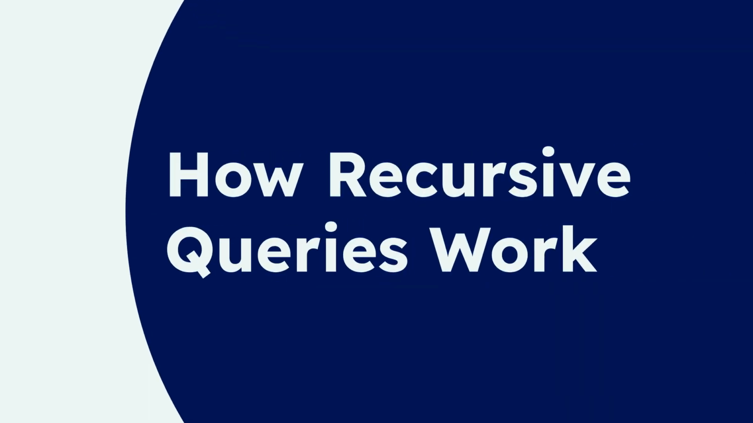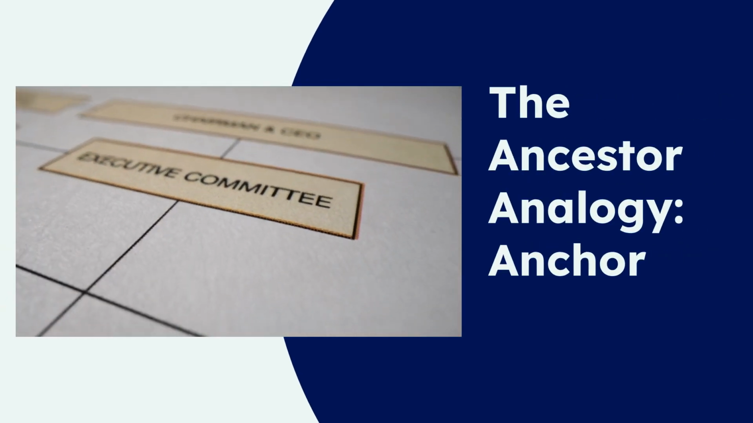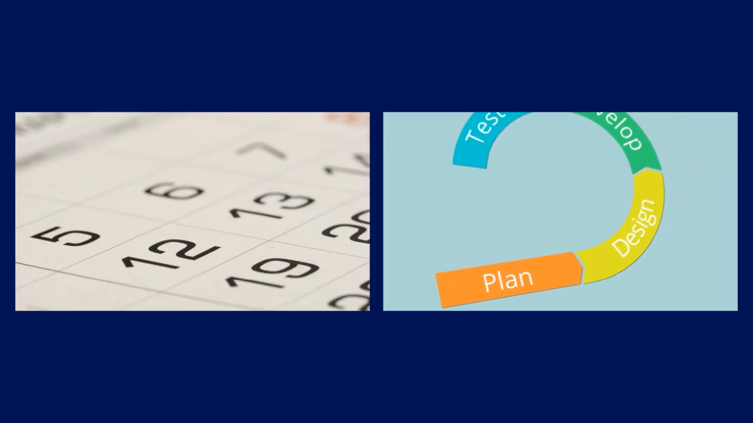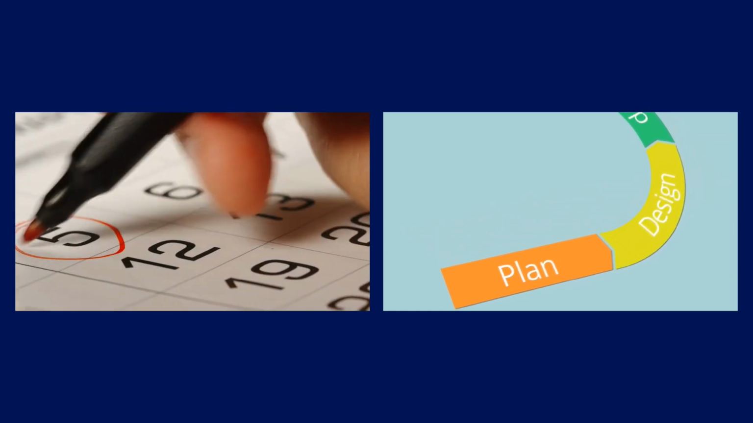Think of organizational charts or product components. Let's break down the process using a simple analogy. Imagine finding all your ancestors. You start with yourself, that's the anchor. Then you find your parents, then their parents, and so on, until there are no more parents to find. This looping is the recursive step, and the stop is the termination.